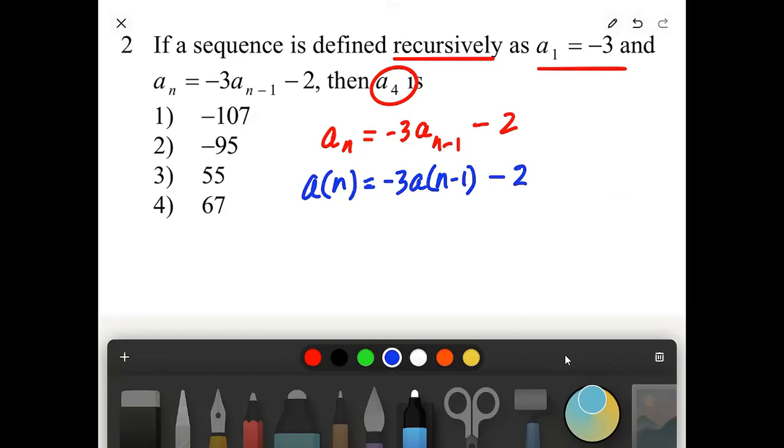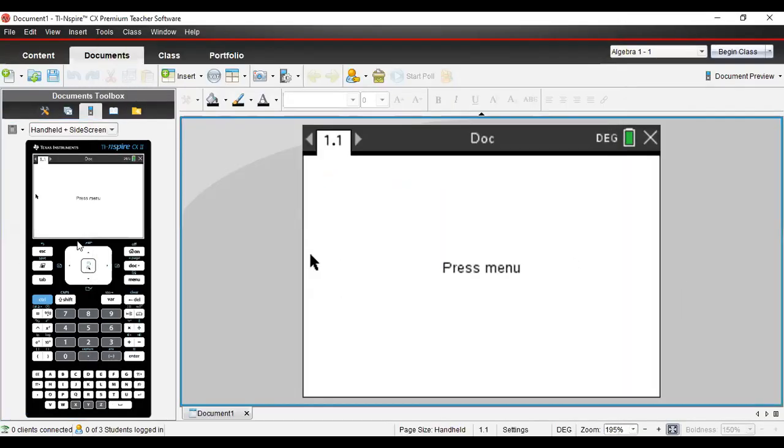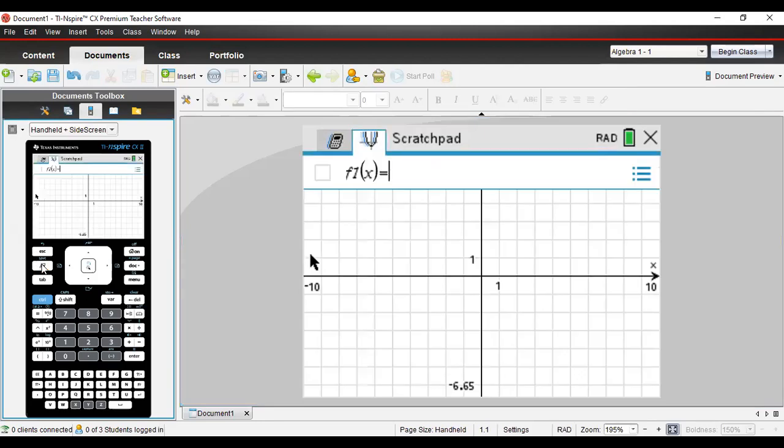So now let's actually go to the calculator and do that. First thing, you've got to go to the graph feature. Normally it'll be in function mode, and we have to put it in sequence mode.